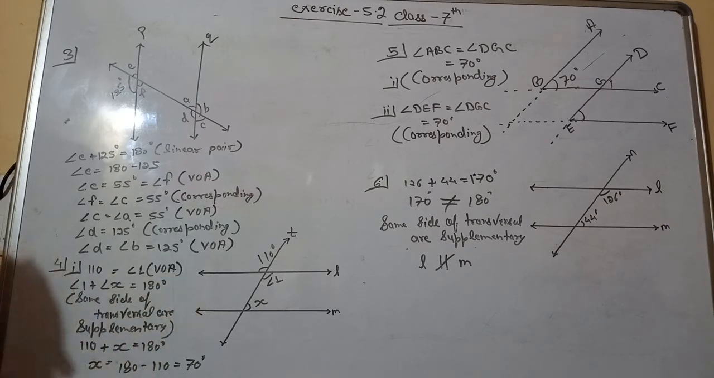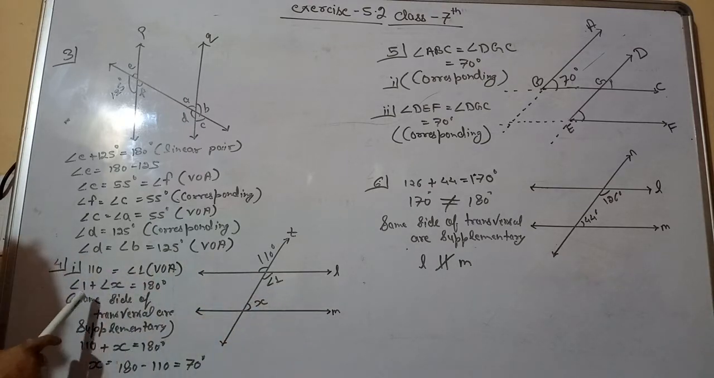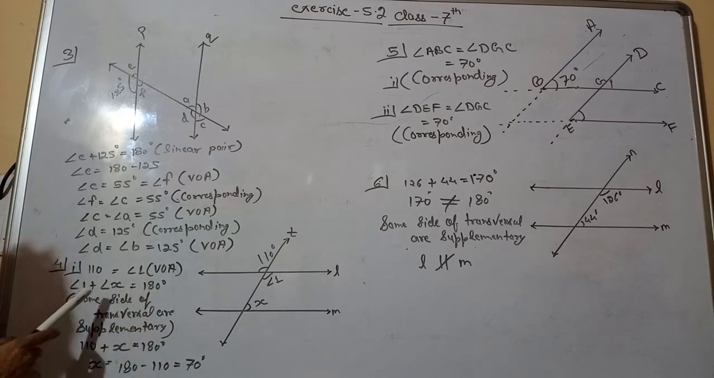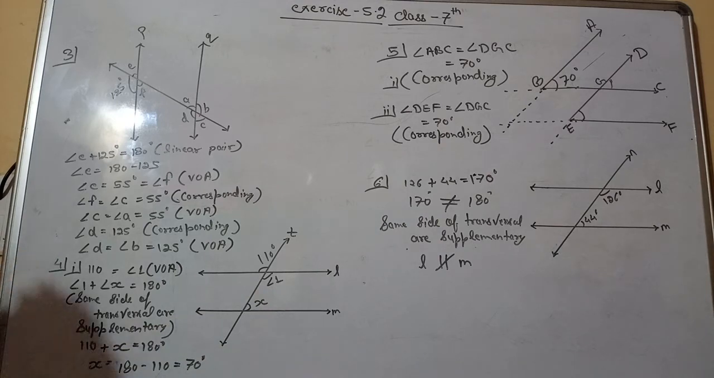Now we know that if two parallel lines are cut by a transversal, then the angles on the same side of the transversal are supplementary. So by that, angle 1 plus angle X is equal to 180 degrees. We know that angle 1 is 110. So let us subtract 180 minus 110. It will give us 70. So what is the value of X? The value of X is 70.